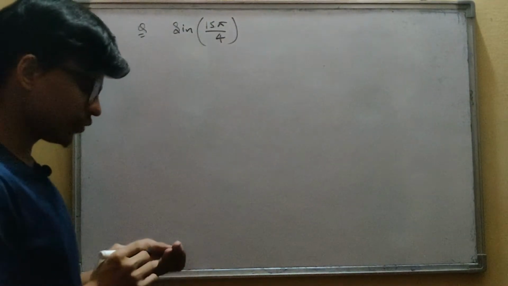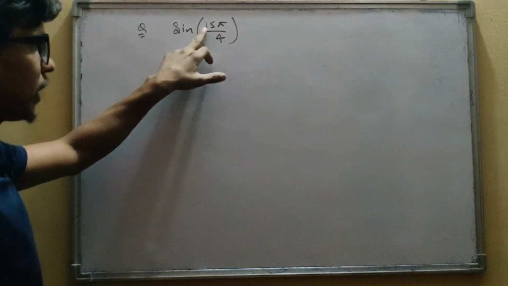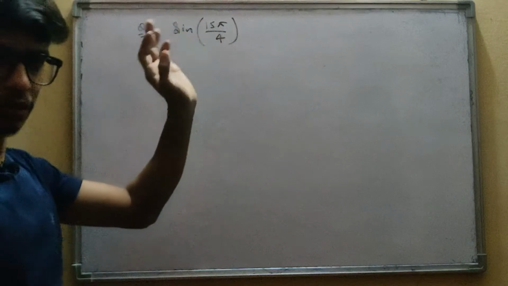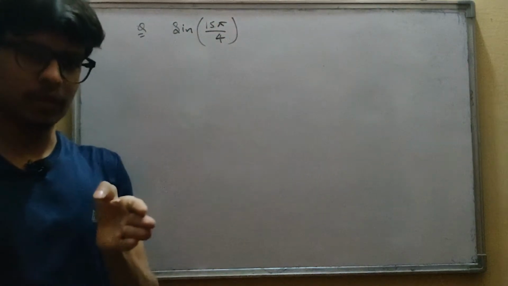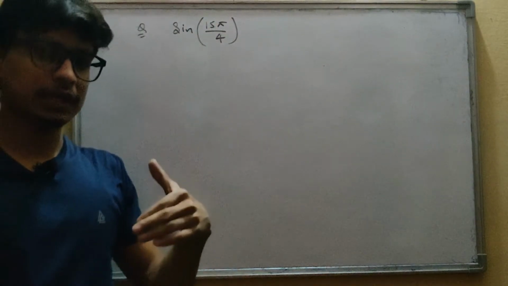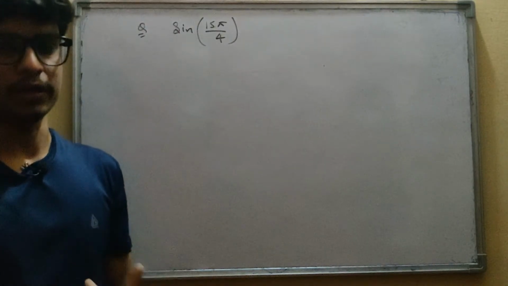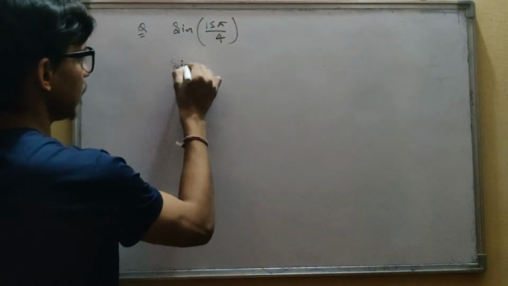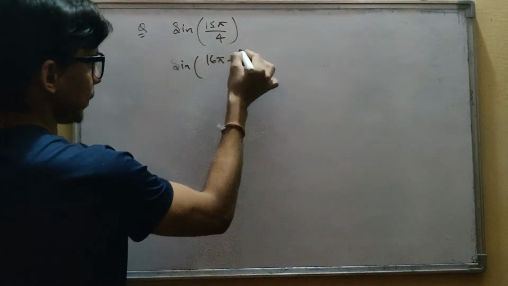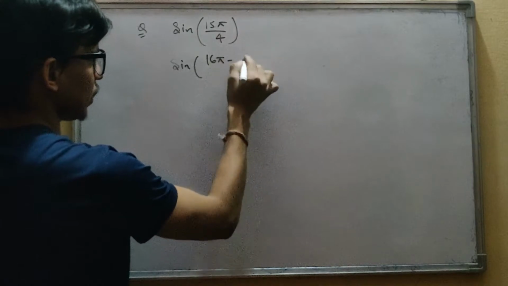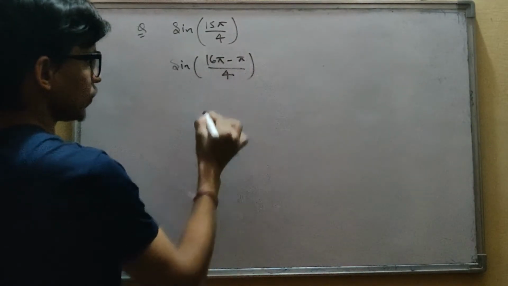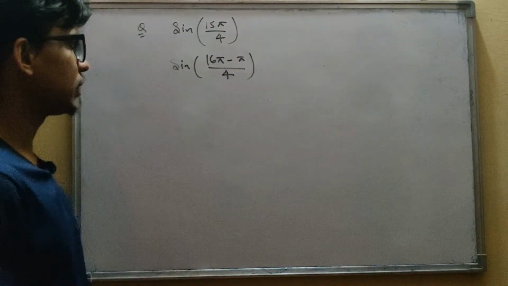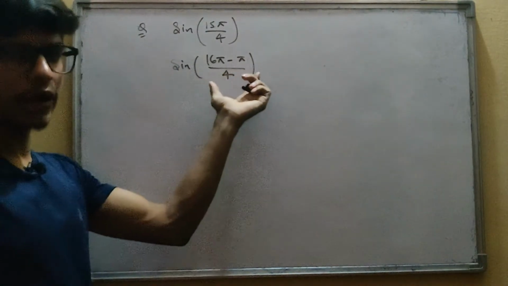So first of all what you have to do is find the nearest value of that particular constant which is in the numerator, meaning 15. The nearest value of 15, greater than or less than, which is exactly divisible by 4. Okay, and it is 16. Now express it like this: sine of 16 pi minus pi, upon 4, right? So 16 pi minus pi by 4. This is how you have to write.